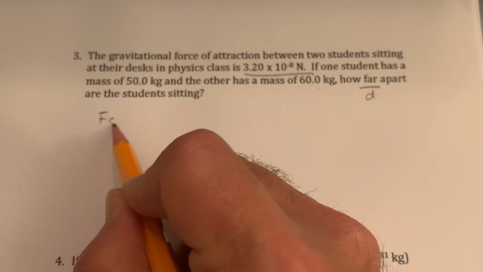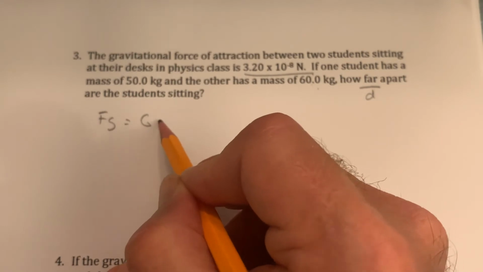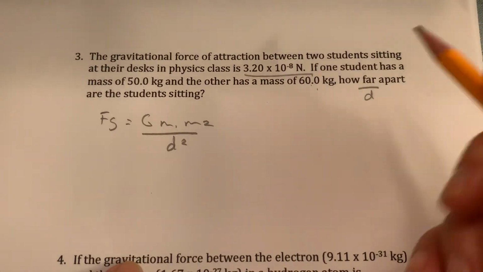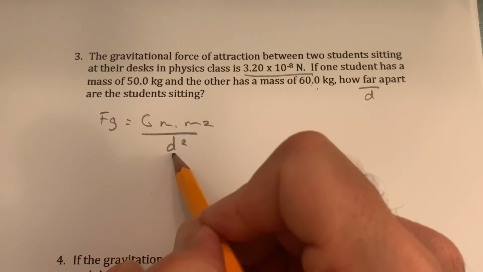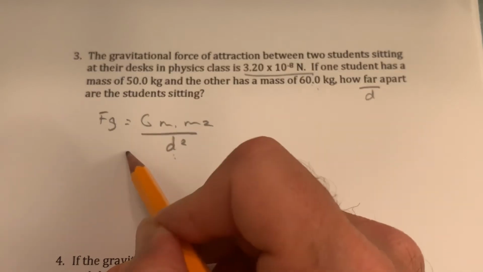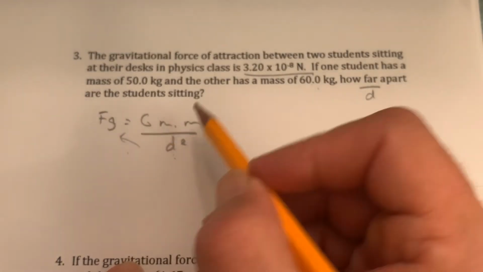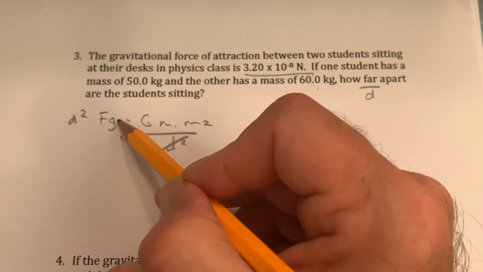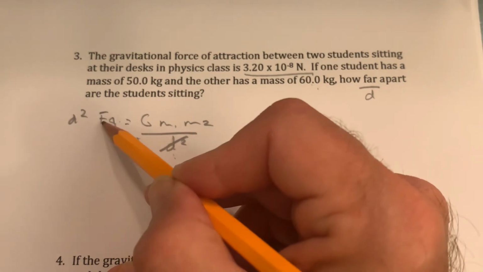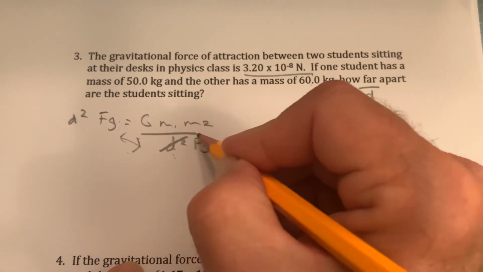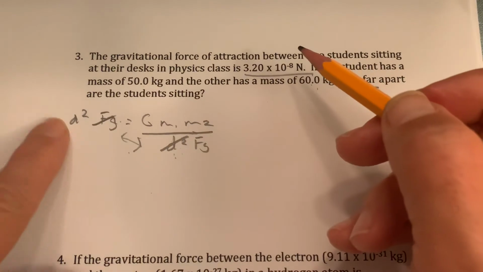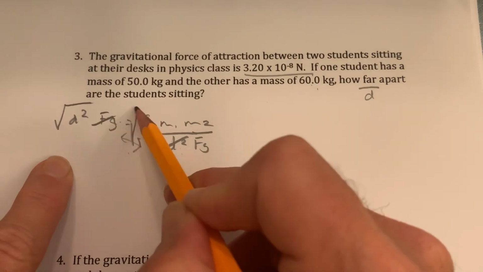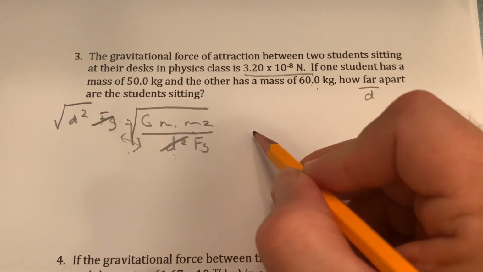So we got FG equals big G again, M1, M2 over D squared. So we're trying to find D squared. We don't want a denominator. So if we move it across the equal sign, remember it goes diagonally up. So D squared would go at the top. And then FG we don't want at the top, so it's going to move down to the denominator, basically switching places, and we're left with this. And we don't want d squared, we want d, so we take the square root of both sides, and then we'll plug in our numbers.